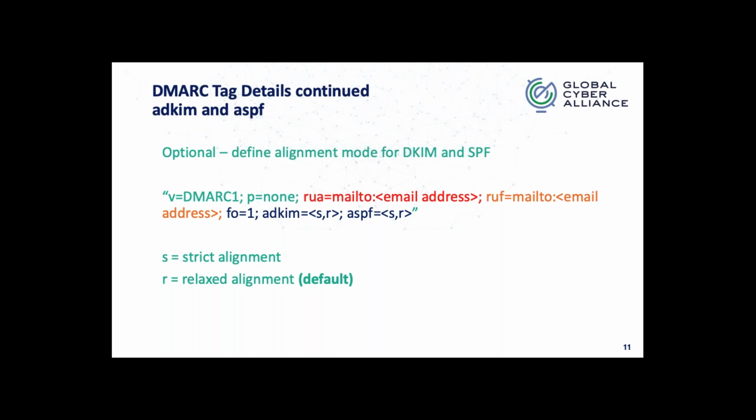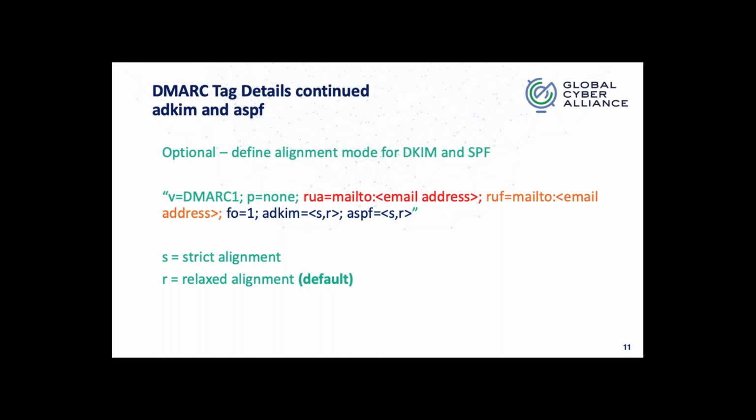But what DMARC does by default is put your alignment into relaxed mode. That means that in most cases, under relaxed mode, the domain alignment allows for subdomains to be used. There could be situations where DKIM or SPF is using a subdomain, but it should still be allowed because it at least matches the domain. That's the default because this happens a lot with third-party vendors, so you stay at relaxed alignment.